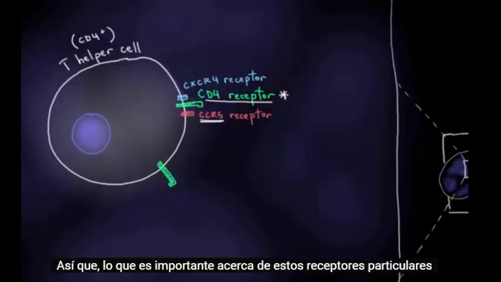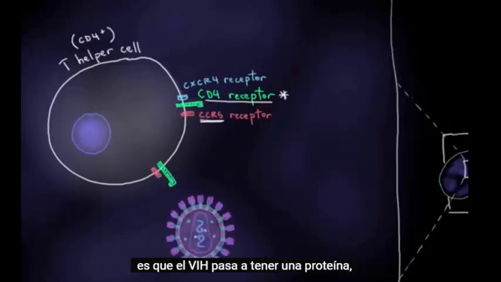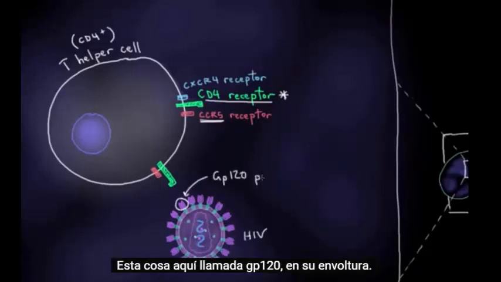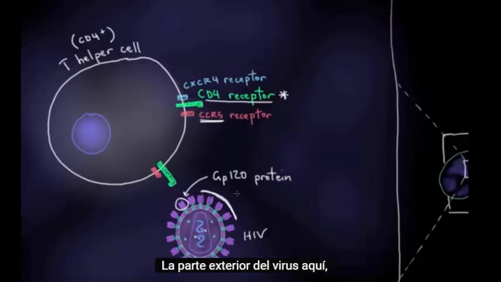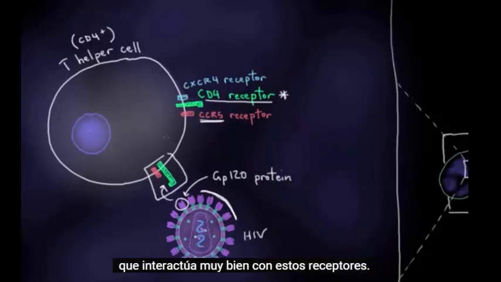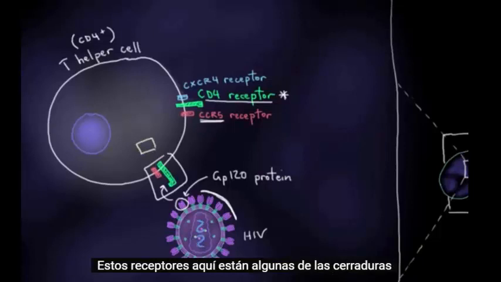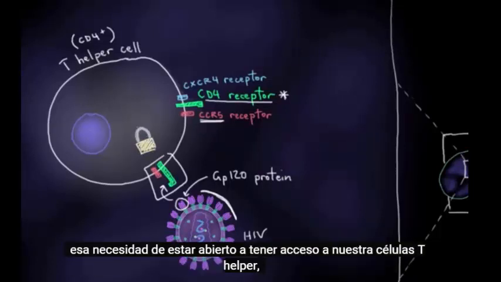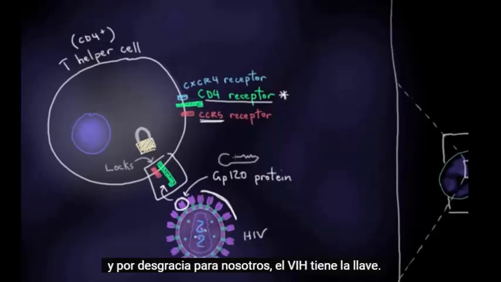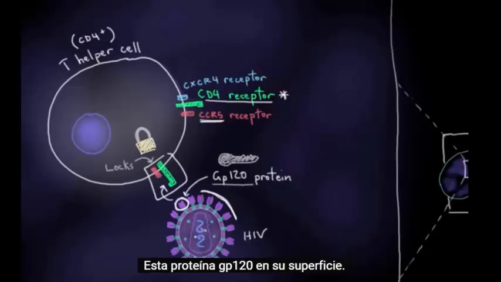So what's important about these particular receptors is that HIV happens to have a protein, this thing here called GP120, on its envelope, the outer part of the virus here, that interacts really well with these receptors. You can almost think of it as a lock and key setup. These receptors here are some of the locks that need to be opened to gain access to our T helper cell, and unfortunately for us, HIV has the key, this GP120 protein on its surface.